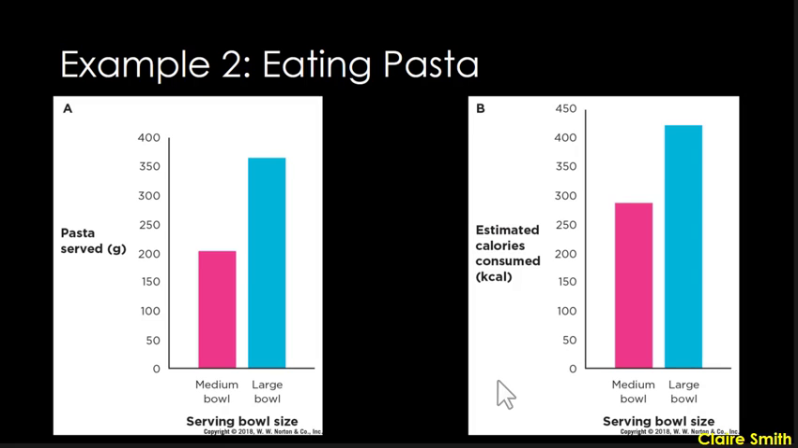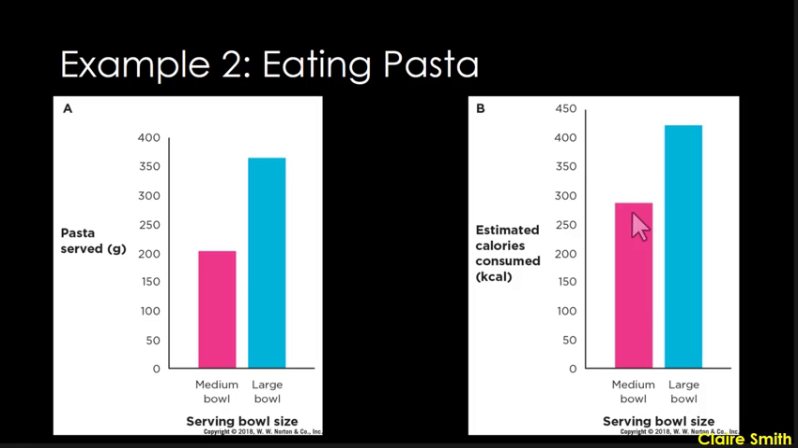And then again, after the individuals ate, the pasta was weighed again to see how much the participants actually ate, and that was translated into the amount of calories each group ate. And again, this is going to be a mean. I don't know if I said that, but the average for all the participants in each group.